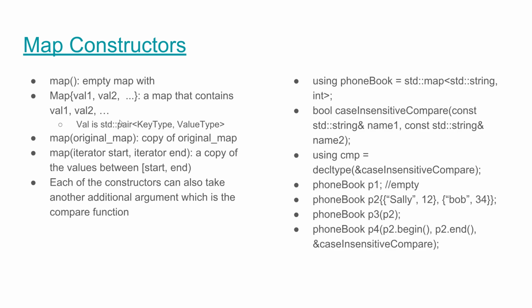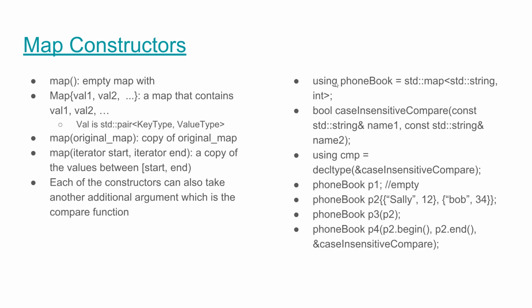You can also create a copy of another map. You can create a copy over a range. And then there's also, again, an additional parameter that's not seen here, which would be the comparison function that you wanted to use.